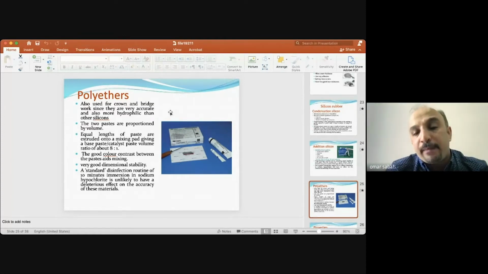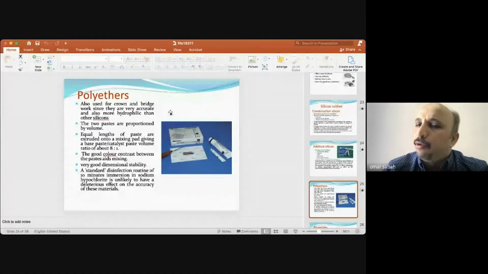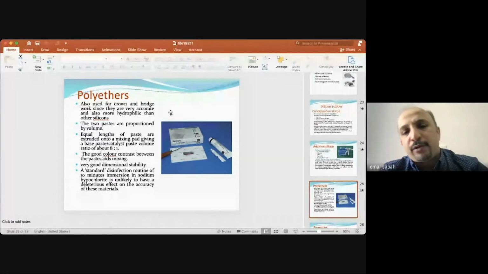So some of these materials, if you use them with humidity or saliva, okay, maybe will not register this area because it is phobic to the water and saliva. So you should be good in this area, and you reach this point again. Some of the materials, according to the chemical, I think you took it in dental materials, are hydrophobic or hydrophilic.